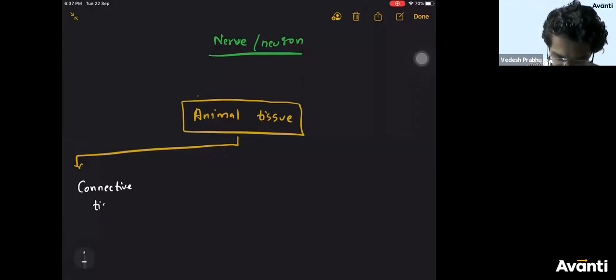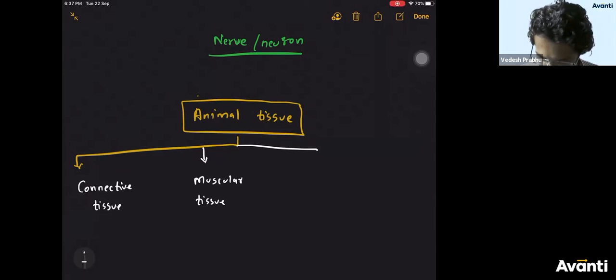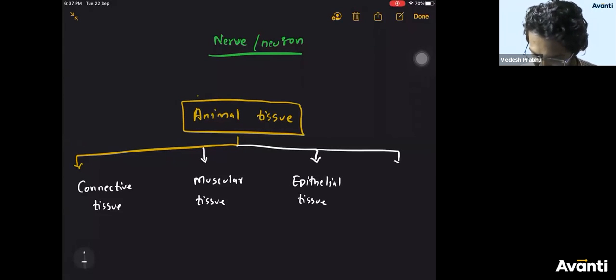Connective tissue, then muscular tissue, and then epithelial tissue, and last your nervous tissue.